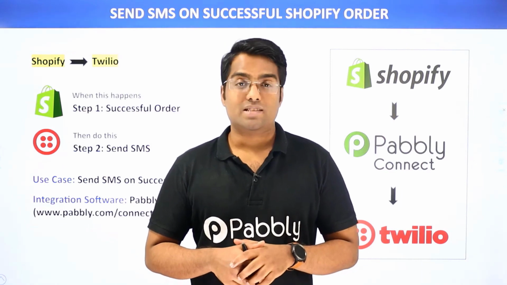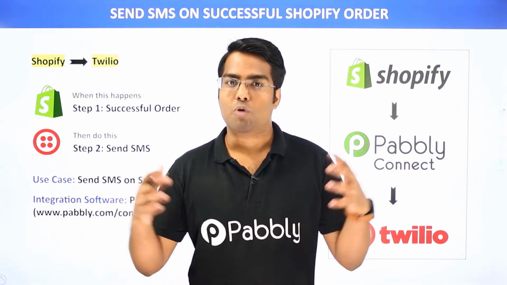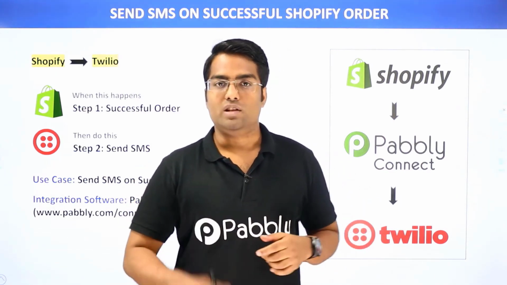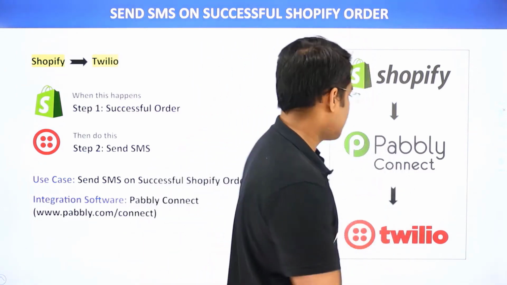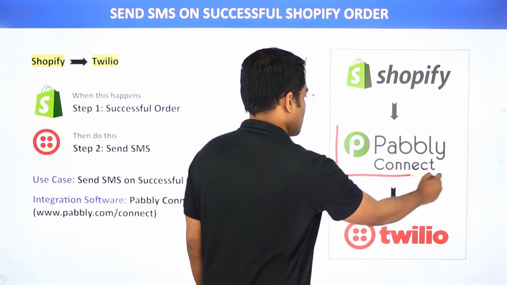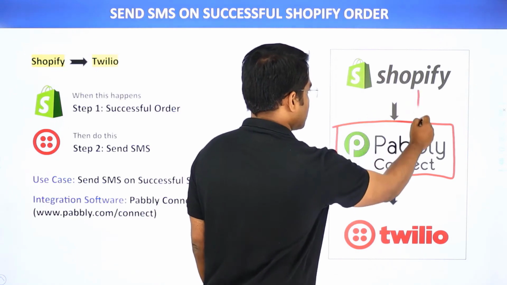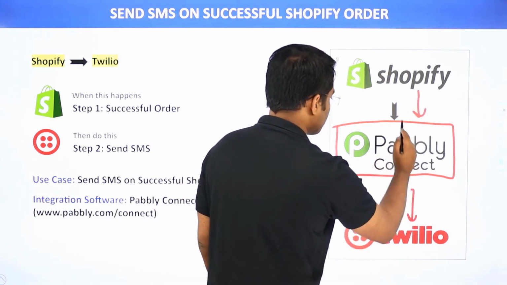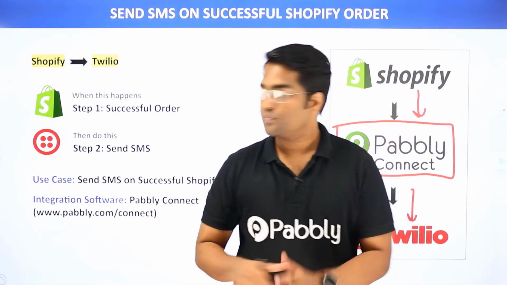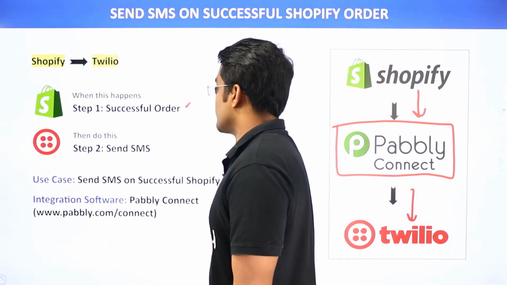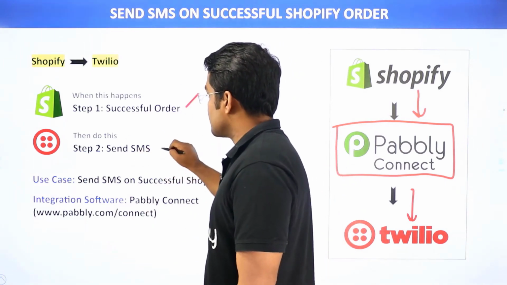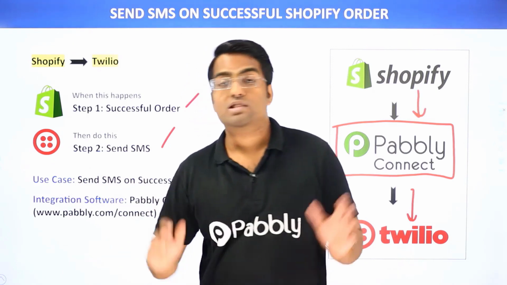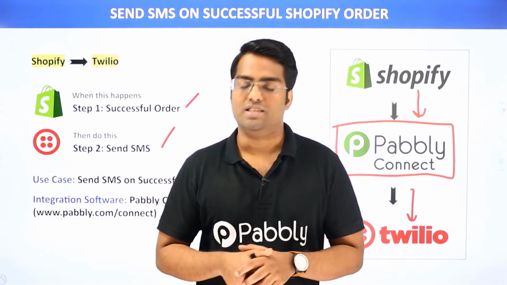But the problem is, there is no direct integration between Shopify and SMS sending apps like Twilio. So in cases like this, we have to bring a third app to properly connect them both. So in this video, we will be using Pabbly Connect to integrate Shopify and Twilio. So what Pabbly Connect will do is, anytime there is a new successful order, it will automatically send an SMS via Twilio. Now this little integration can be done in few easy steps.